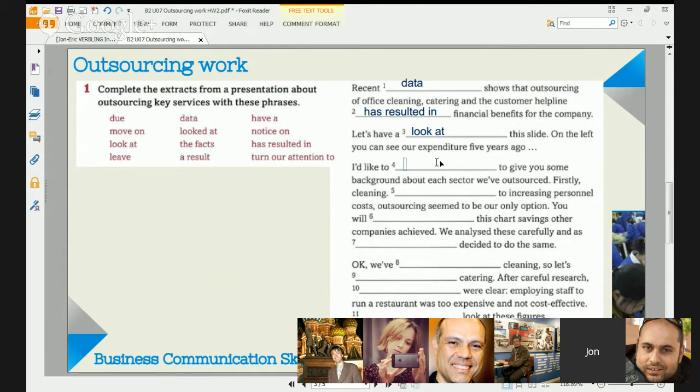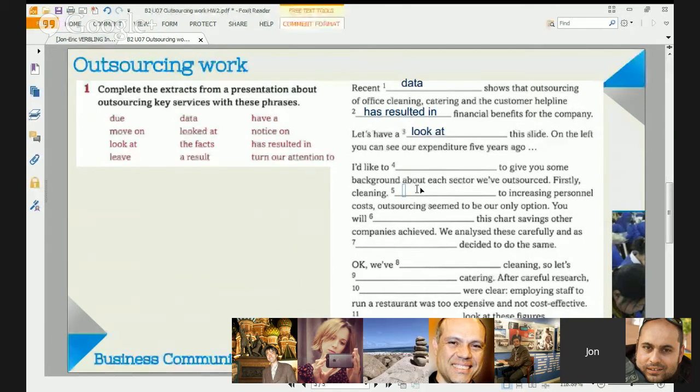Okay, all right. Paulo, you're going to try 5, and then we'll go back to 4 and see how it sounds. So I'd like to blank to give you some background about each sector we've outsourced. Firstly, Paulo, what would you say for 5? Firstly, cleaning. I think that's a period. Sorry, it's not that clear if that's a period or a comma. So we're either starting a new sentence or it's a comma. I'm not sure. So what do you think?